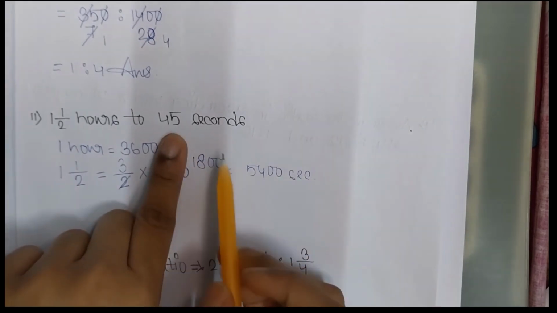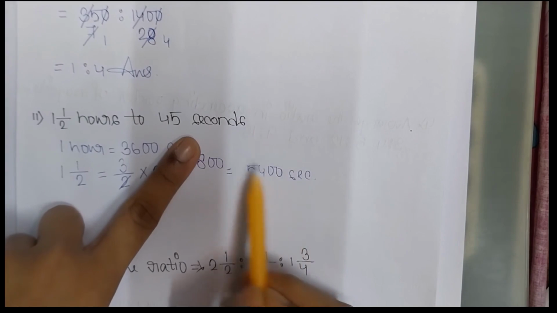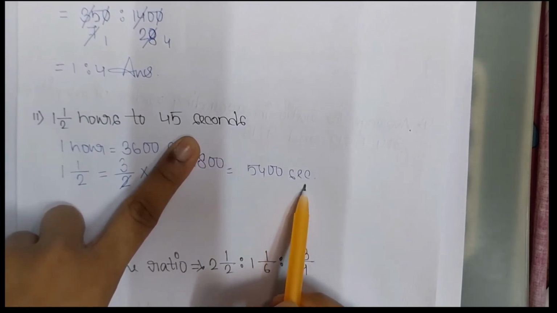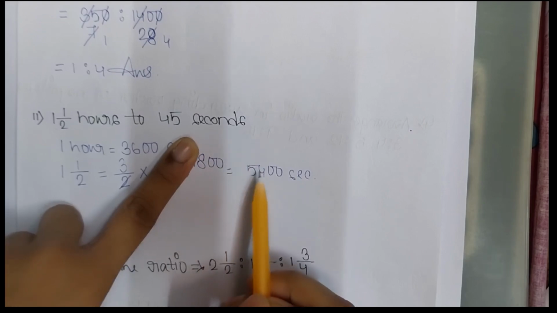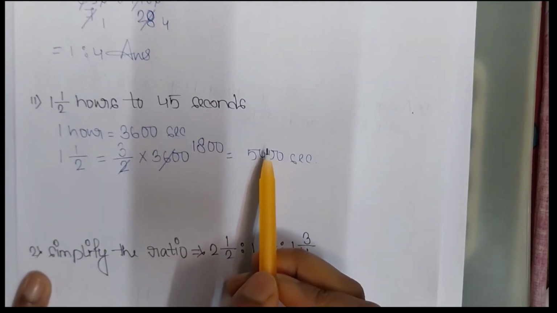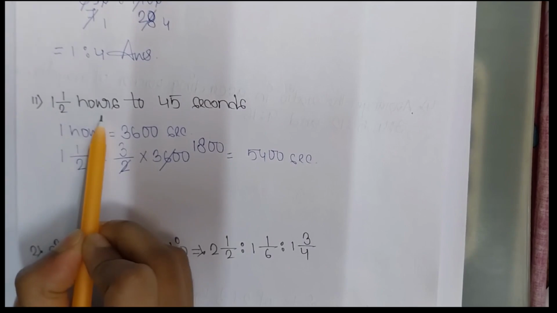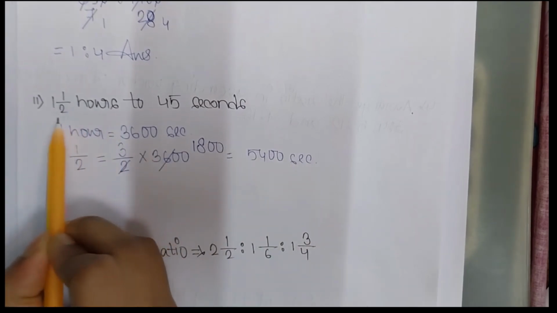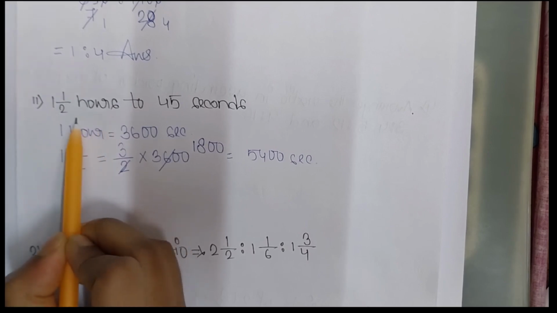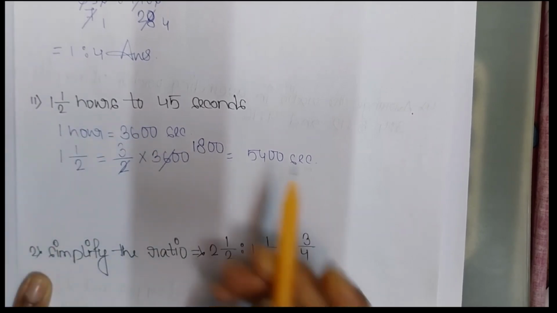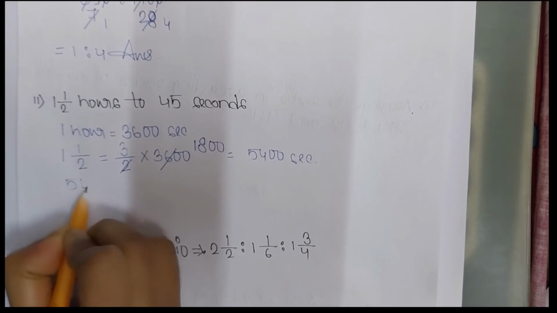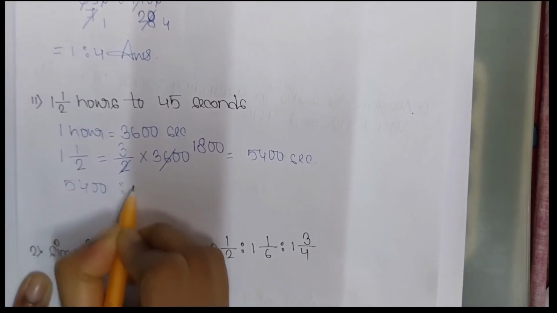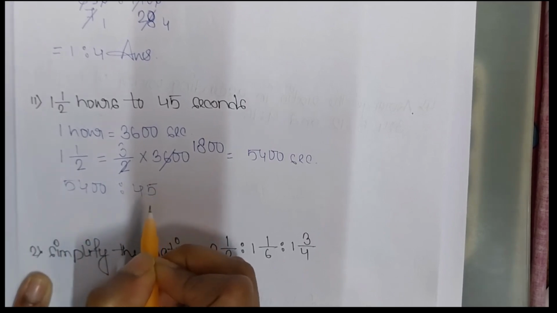So now the unit of the two quantities are the same, seconds and seconds. So now we can find the ratio. So the first part is this one, because we have converted it from hours to seconds. So 5400 is to 45.